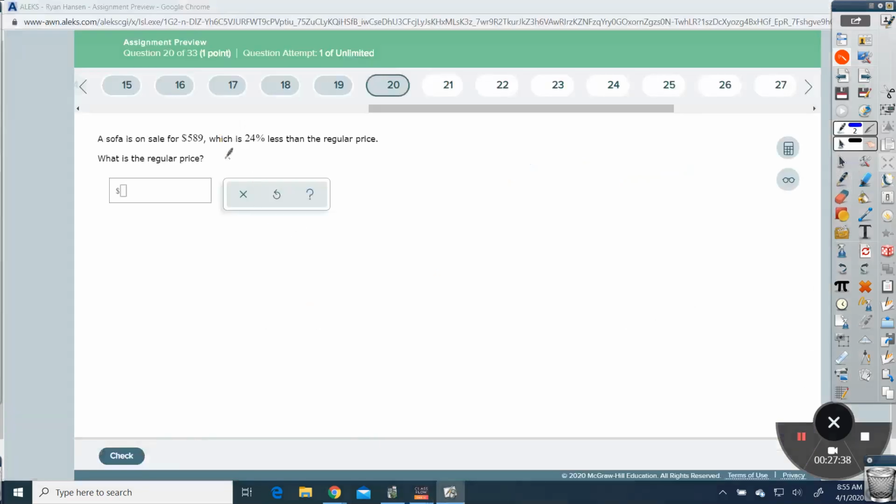So this one says the sofa is on sale for $589, which is 24% less than the regular price. So 24% of some price, 24% less. So this is the original price. X minus 0.24 of X equals 589. I did that backwards. There we go. Okay, so I have my original price minus the percent that we're taking off.